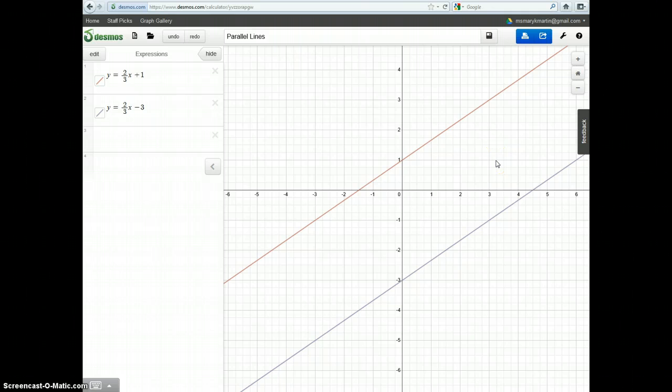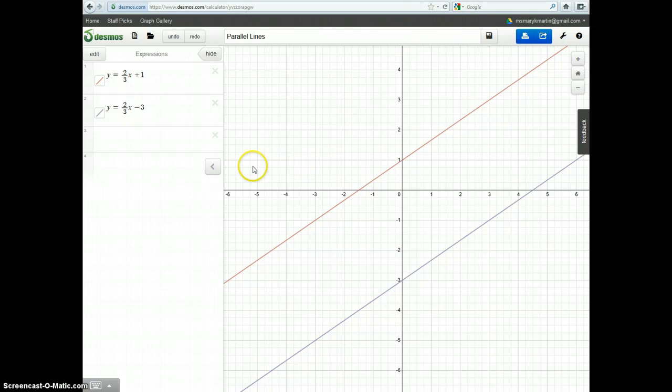However, if I look at the lines, they appear to be parallel, continuing forever without intersecting. If they don't intersect, there cannot be a point that is on both the pink line and on the blue line. When we have parallel lines, we say there is no solution since there is no point where the lines intersect.